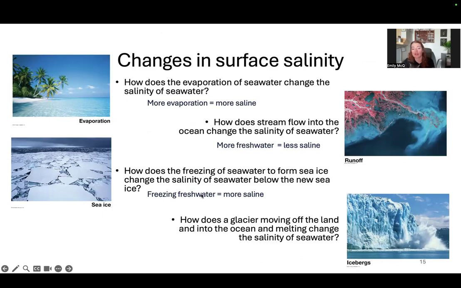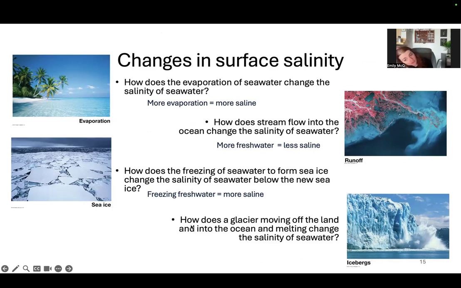So when we have freezing freshwater, or freezing ice from the sea, this is kind of a confusing way to say it. When we have freezing seawater, it leaves behind the salt, making that ocean more saline in that area.